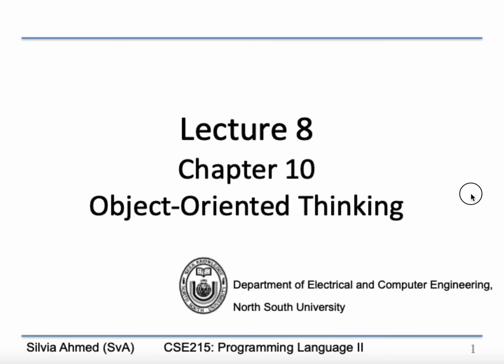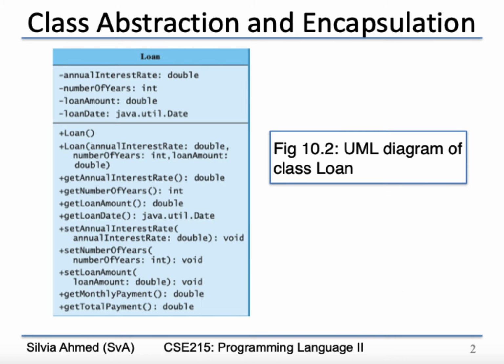So before we begin, let's look at an example of a Loan class. This is the UML diagram of the Loan class. In the Loan class, we have four data fields that are private: the annual interest rate as a double, number of years, loan amount, and a loan date, which is a Date type object.